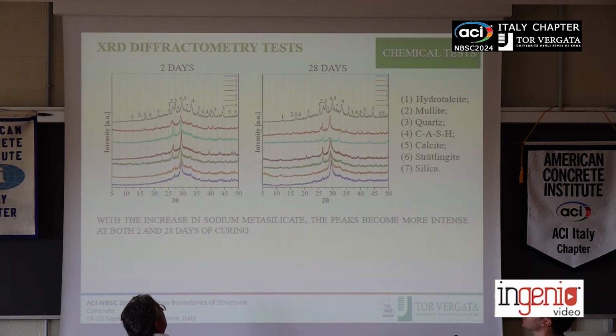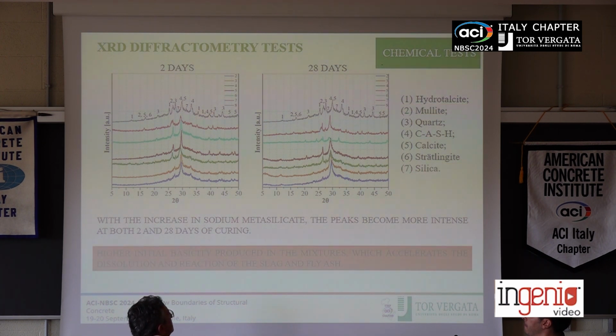Starting with the results of the XRD test, from the results we could see that the main phases, at both 2 and 28 days, correspond to the hydrotalcite and C-A-S-H gel, which basically belong to the reaction between the slag and the alkali activators. Then we can also see the presence of mullite and silica, which are mainly some impurities which belong to the raw powders. And from this plot, some other conclusion that can be drawn is the fact that with the increase in the sodium metasilicate, the peaks, as can be seen in the plot, become more intense at both 2 and 28 days of curing.